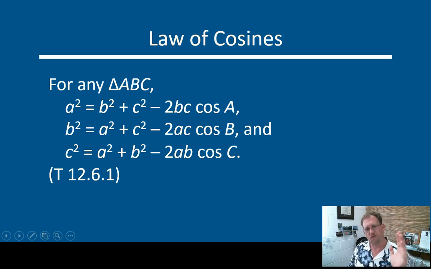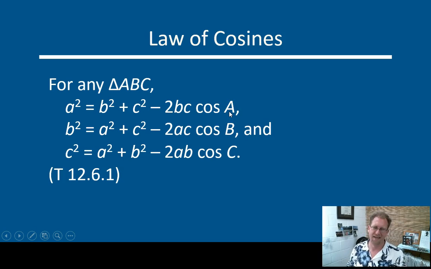Meet the law of cosines. It's been waiting to meet you all year. It's so excited. I bet you are. For any triangle ABC, remember that a squared plus b squared equals c squared for a right triangle. Well, for any triangle, Pythagorean has a cousin called the law of cosines. a squared equals b squared plus c squared minus 2bc cosine A.